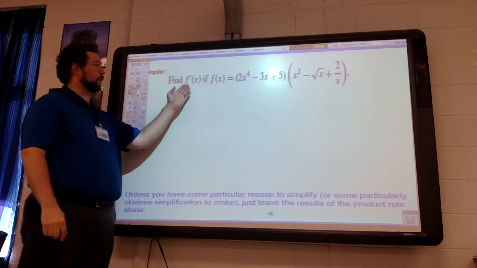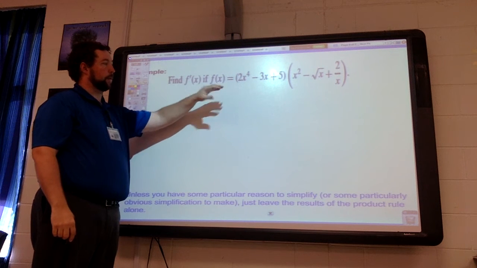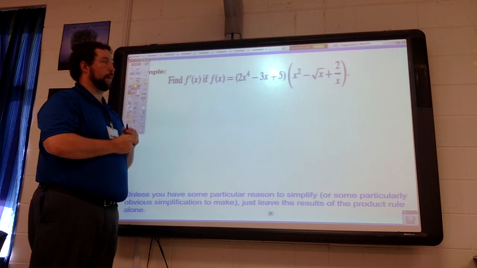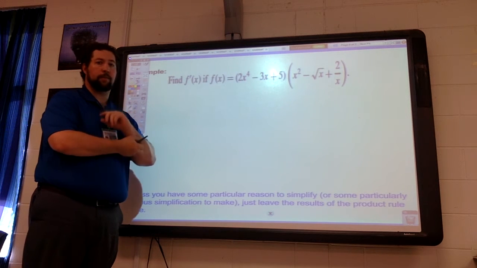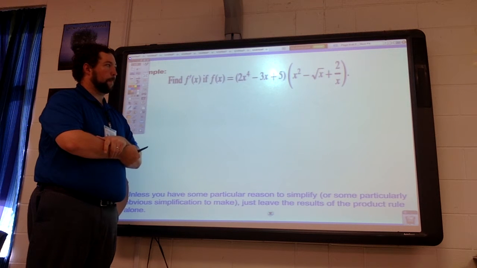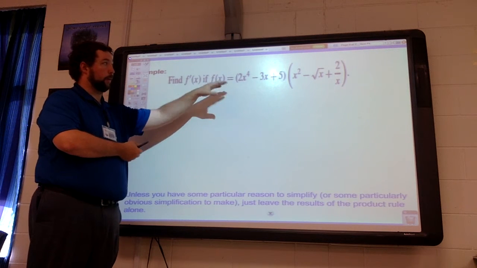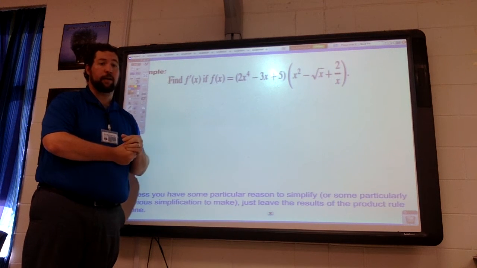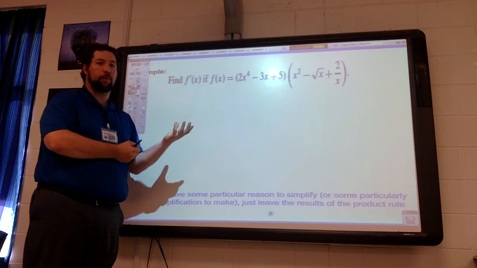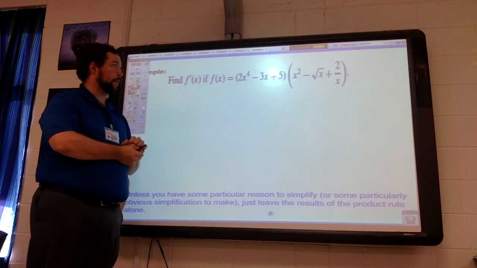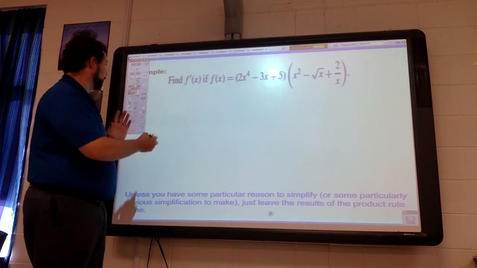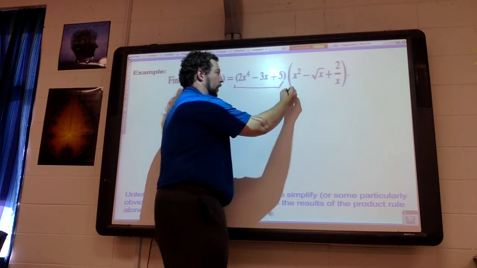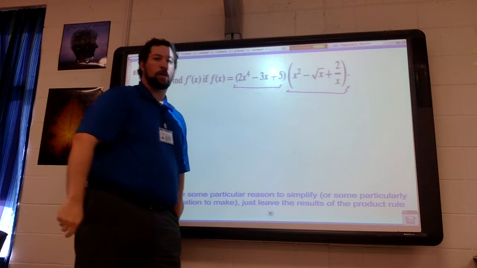I want to find the first derivative of f of x equals 2x to the fourth minus 3x plus 5, times x squared minus the square root of x plus 2 over x. If I really wanted to, I could distribute that through there and do each individual part separately. If that's easier, by all means do that. Your answer will look different than mine, but it should be equivalent as long as you do everything correctly. But using the product rule, we realize there are two parts to this: the first polynomial, which is not going to be too bad, and the second part, which is just a tad bit worse.